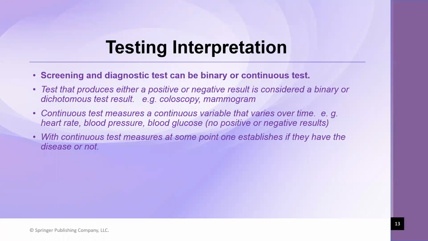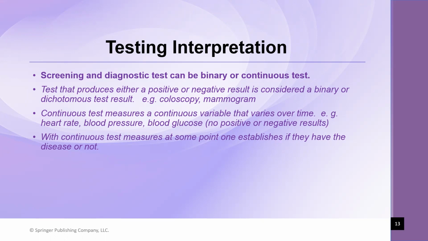When we look at testing interpretation, screening and diagnostic tests can either be binary, which means there's one of two results, either negative or positive, or a continuous test. A test that produces negative or positive results would be an example like a colonoscopy or a mammogram. Either you have the disease or you don't. Tests with continuous variables are heart rate, blood pressure, and glucose. What that means is there's not really any specific negative or positive result, but we see the trend over time.